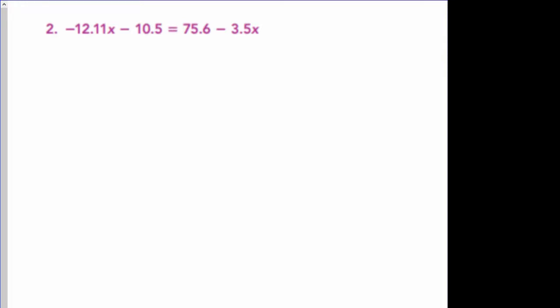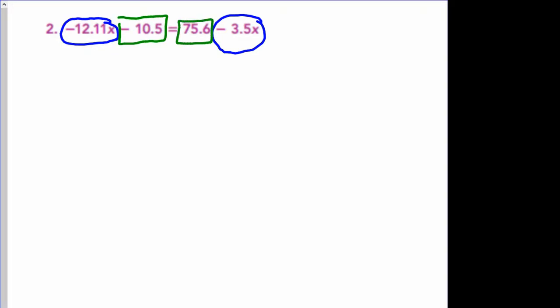All right, hopefully you guys came up with the answer 4. We have a negative 12 and 11/100 x, and its like term on the other side of the equation is negative 3.5 x. Okay, so I'm going to circle those because they're the same, they're like terms. And then I'm going to box these in, we have 1 constant on this side and 1 constant on this side. Okay, so we've got 1, 2, 3, 4 terms.